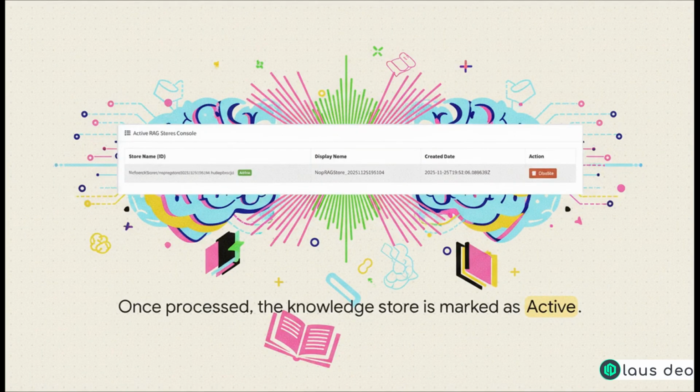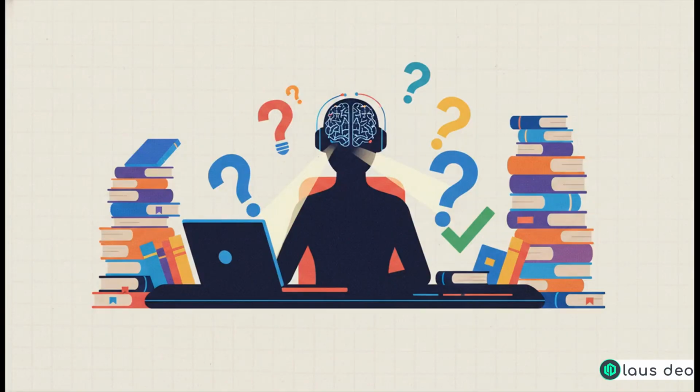And here we are, looking at the console. See that little green active tag? That's what we've been waiting for. That's our green light. It means the AI has finished processing all the text we gave it. The study session is officially over. And this is so important. When it says active, it means our AI is now a dedicated expert.